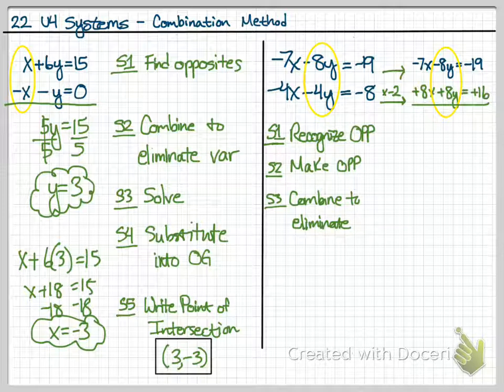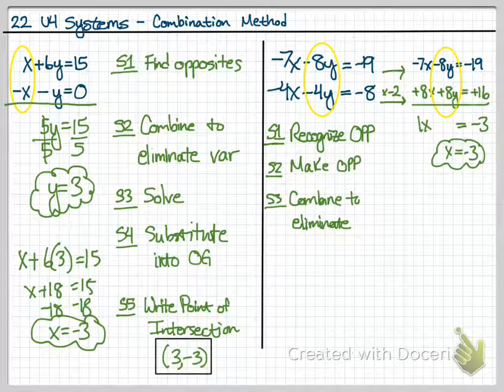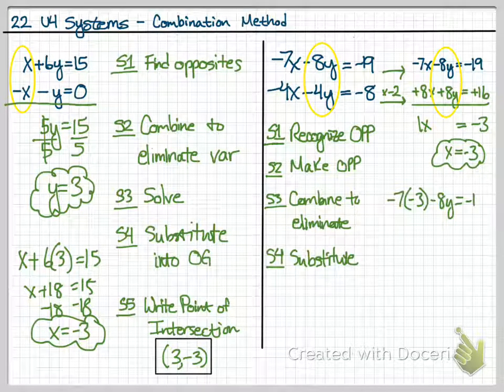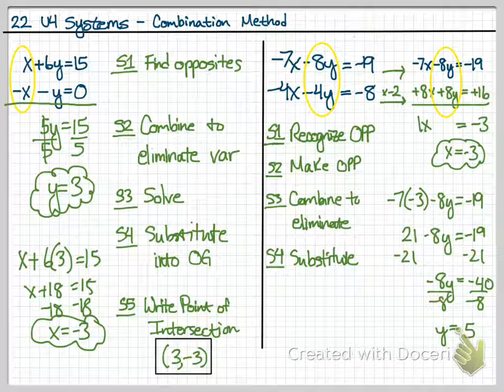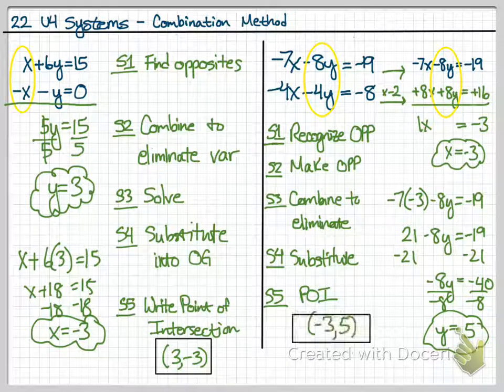And now it looks like the equation on the left, and we do all the same steps. Combine them, we get 1x equals negative 3. So x is negative 3. After that, look to your left. Our next step will be to substitute into one of the original equations. So I take the first one, plug that in there, or substitute that in there, do all the moves, and y is equal to 5. So our point of intersection will be negative 3, 5.